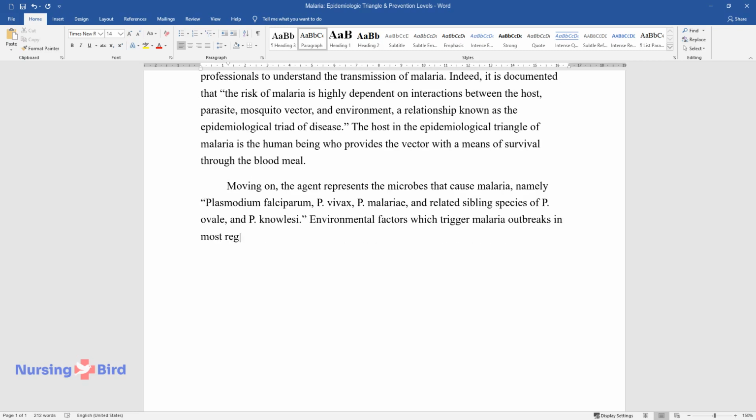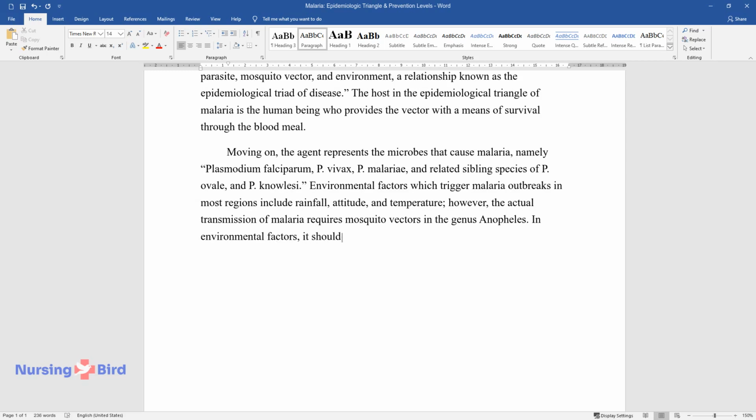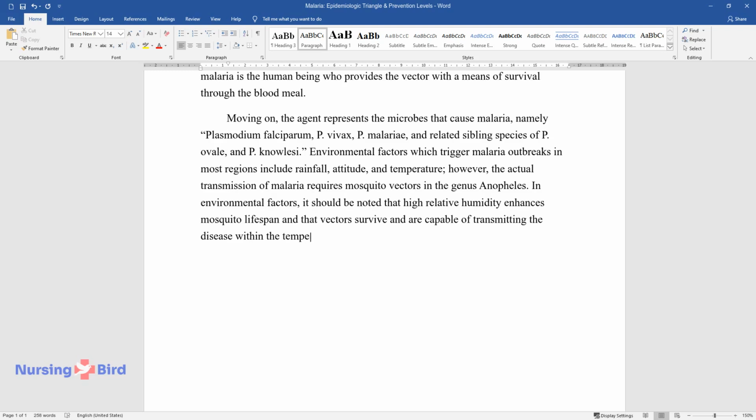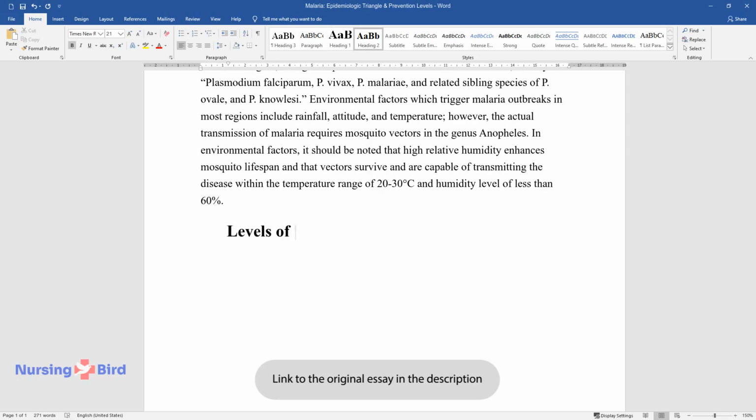Environmental factors which trigger malaria outbreaks in most regions include rainfall, altitude, and temperature. However, the actual transmission of malaria requires mosquito vectors in the genus Anopheles. In environmental factors, it should be noted that high relative humidity enhances mosquito lifespan and that vectors survive and are capable of transmitting the disease within the temperature range of 20 to 30 degrees Celsius and humidity level of less than 60%. Levels of prevention.